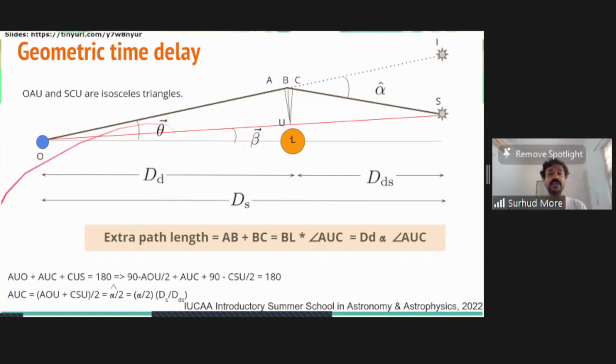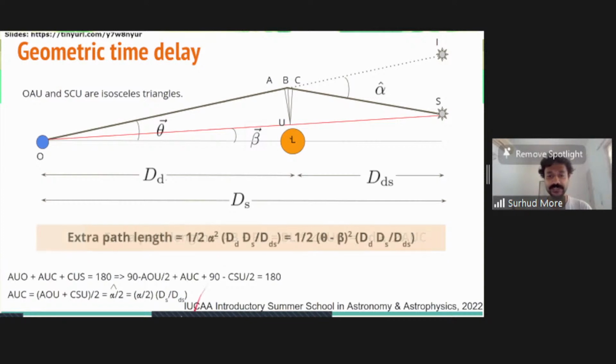Once you work it out, it turns out that you can write down this angle AUC to be half of the deflection angle times ds by dds, which is basically just the scale deflection angle. So this is the scale deflection angle divided by 2. If the deflection angle is alpha, the scale deflection angle divided by 2 is this angle. So you can show that.